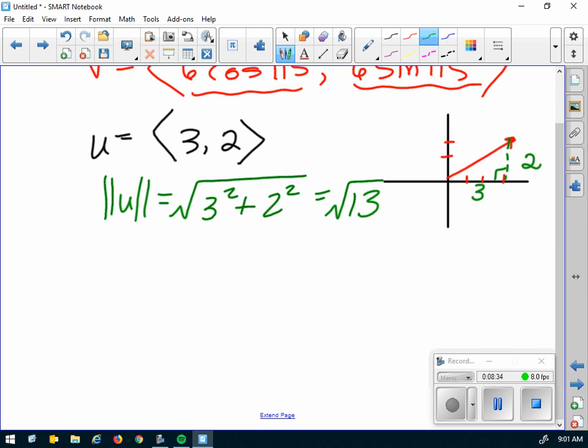The reason I draw the picture is not for the magnitude, it's for the direction. It just helps me in my head. Now, so we got to find the direction. What direction is this thing going? I need that angle right there. I need that angle. Do I know enough to find that angle? What could I do to find it?